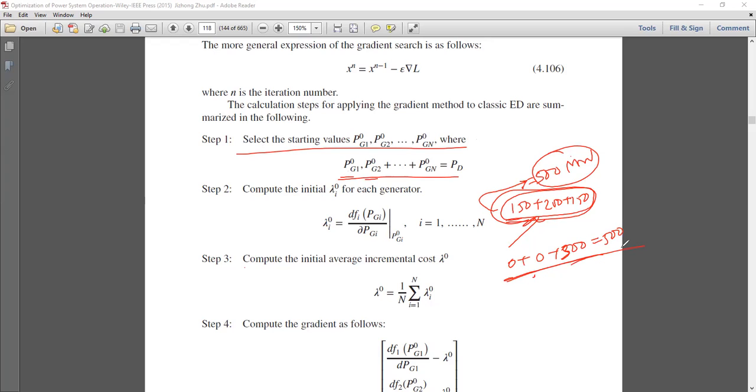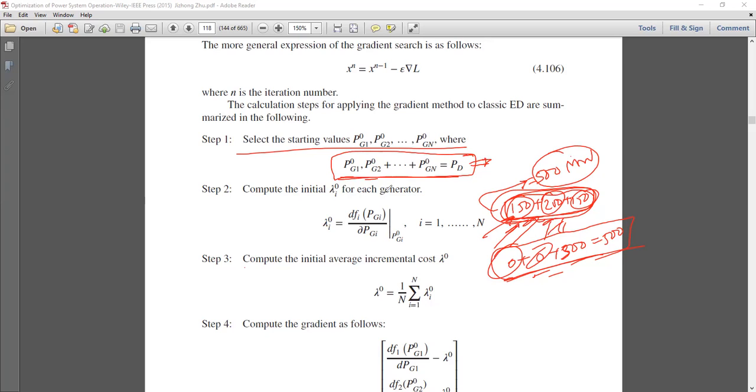Clear? This is the initial step. I mean, if you have to choose on your own, you can also choose like this. But of course, an intelligent choice would be to give some share of load to each of the generating units. Don't keep them 0 at least, okay? Because they are running, so give them some load, arbitrary load, but keep this equation satisfied.